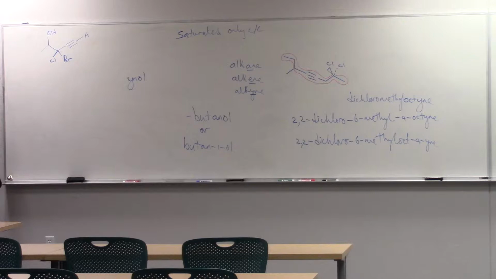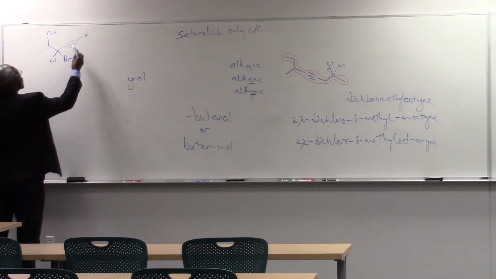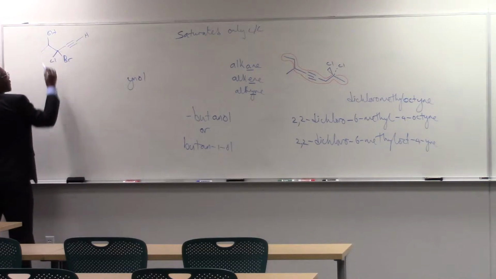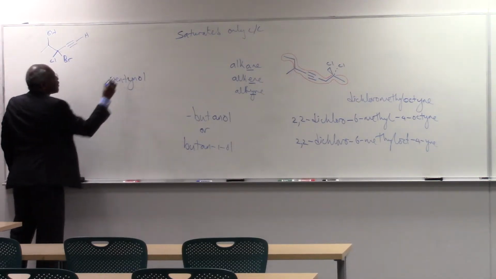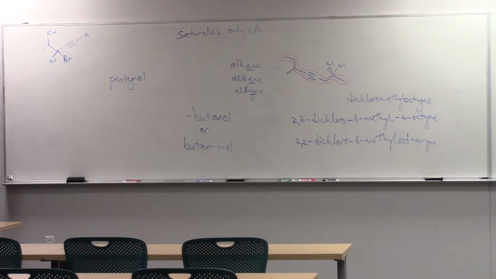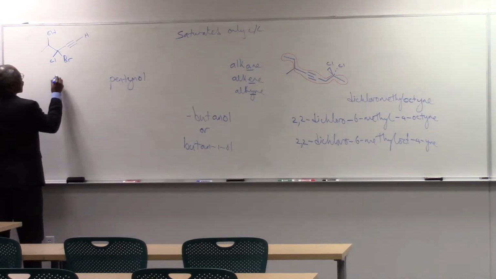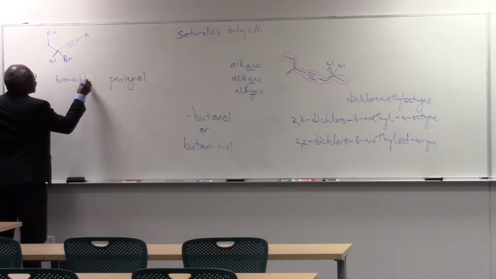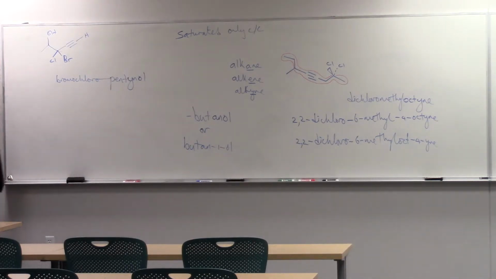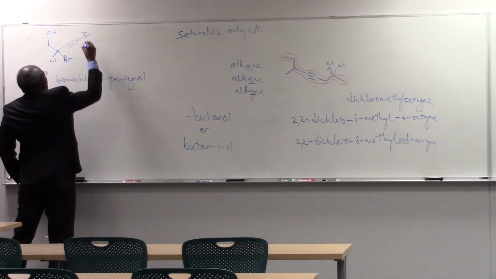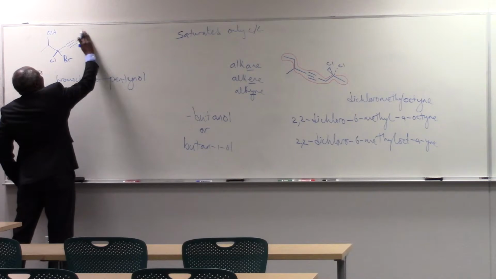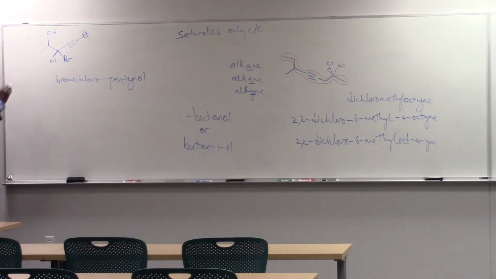Now I want to get the longest carbon chain, which has 1, 2, 3, 4, 5 carbons in it. So this is a pentanol. It's not just a pentanol, it's got a chlorine and a bromine on it, so I'm going to call it a bromo-chloro-pentanol. Just for the heck of it, I'm going to change this to deuterium. Well, you know what? I'll leave this in for now, because I already wrote that as it is. So it's a bromo-chloro-pentanol.